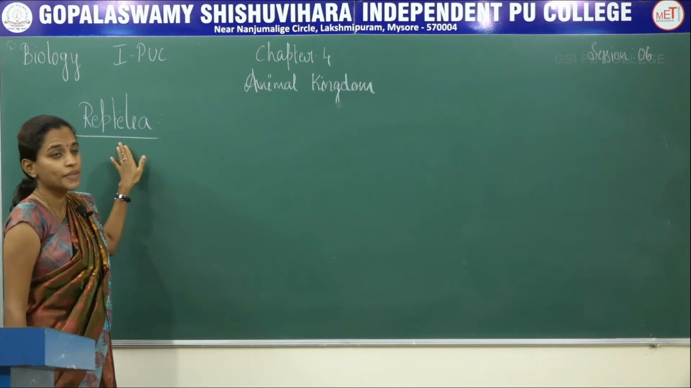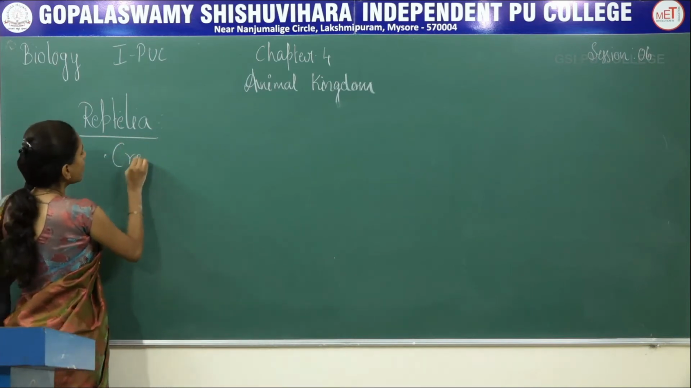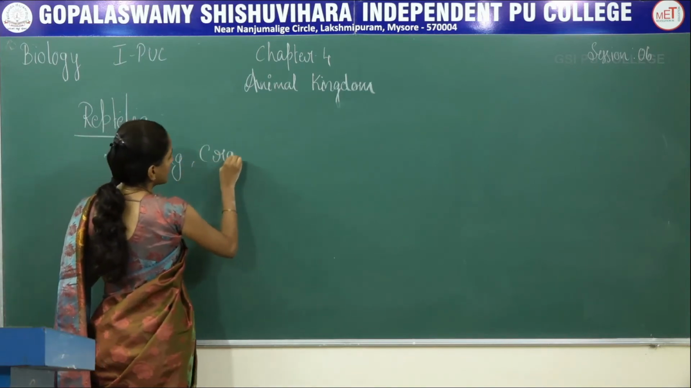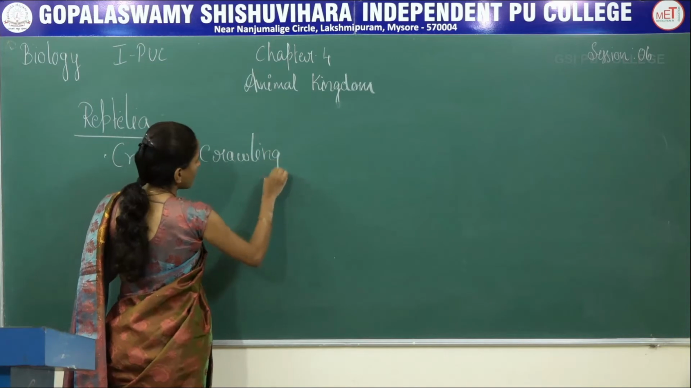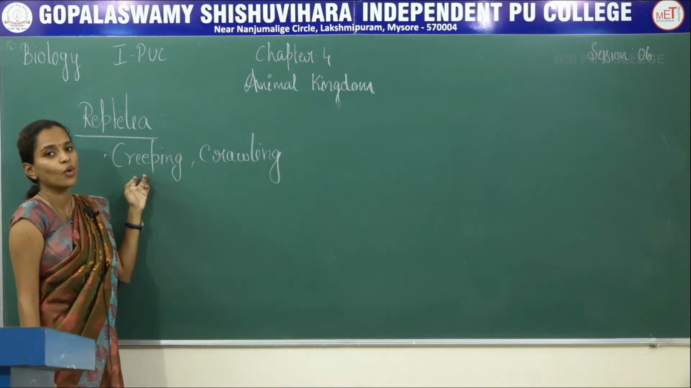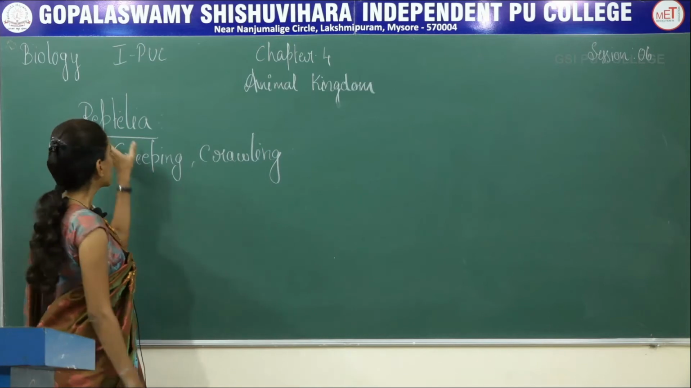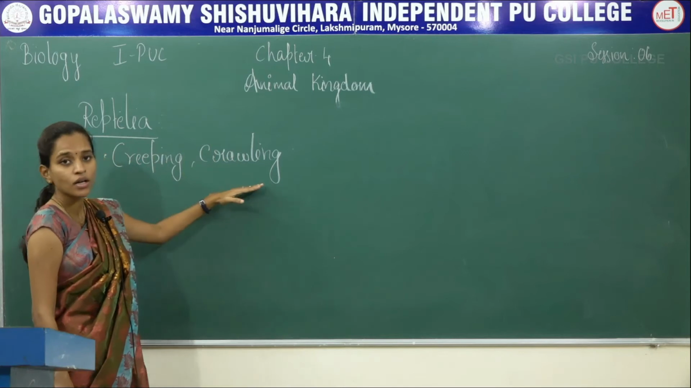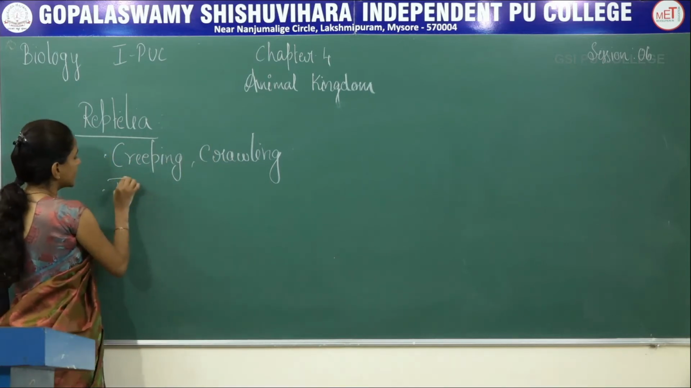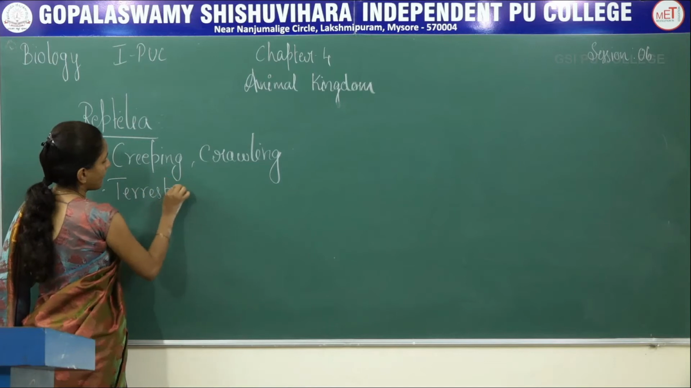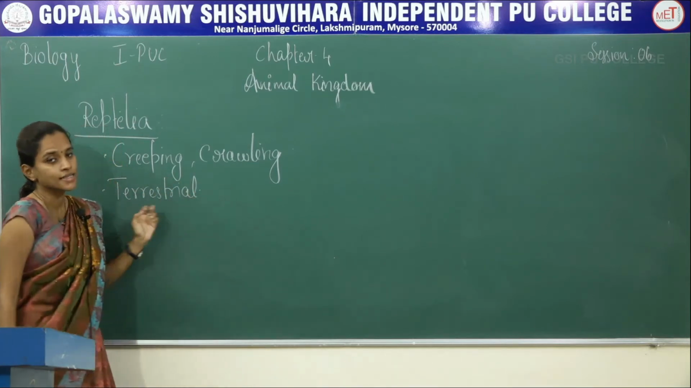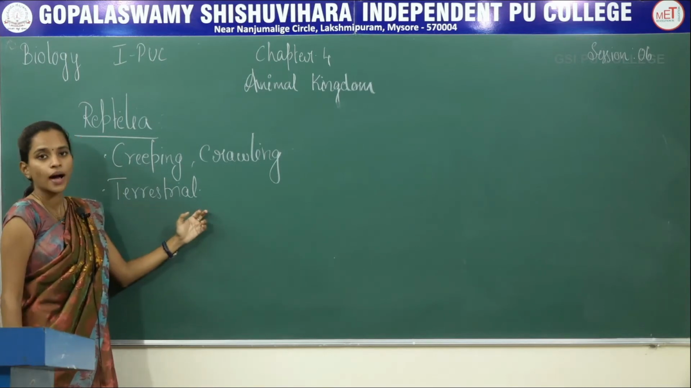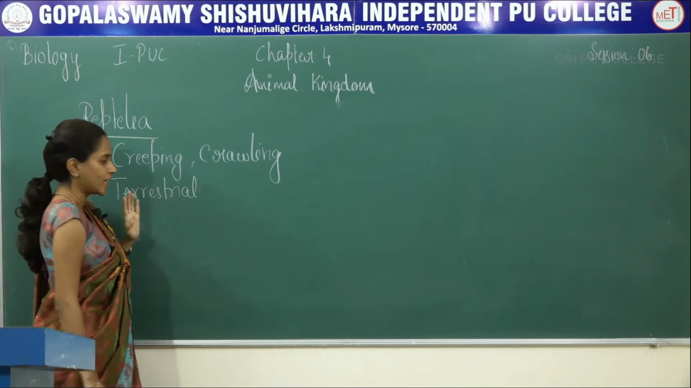When it comes to reptilia, these are creeping or crawling organisms. This either creep on the walls or crawl on the floor. So reptilia belongs or have organisms which are either creeping or crawling. Next is these are terrestrial. These don't visit water or very few are living in water. So most of them are terrestrial, very few will be aquatic in nature.